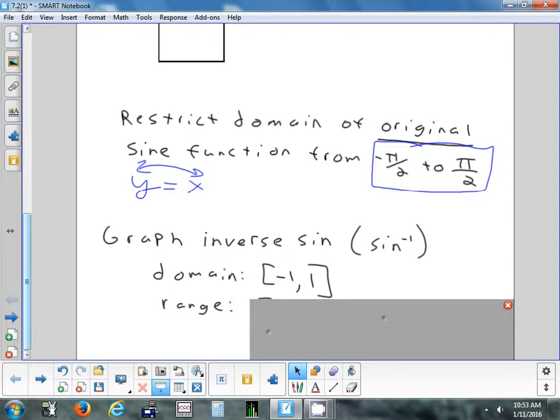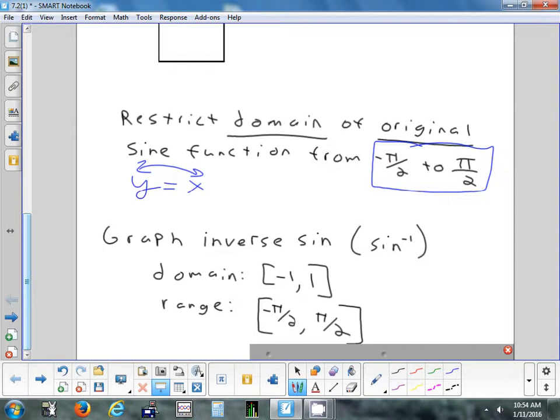All right. And now, for the original, we restricted our domain to be between what two numbers? In the original, the domain was negative pi over 2 to pi over 2. What do you think that's going to become in the inverse? That becomes the range. If we didn't do this restriction, the inverse would not pass the vertical line test. The inverse would not be a function.